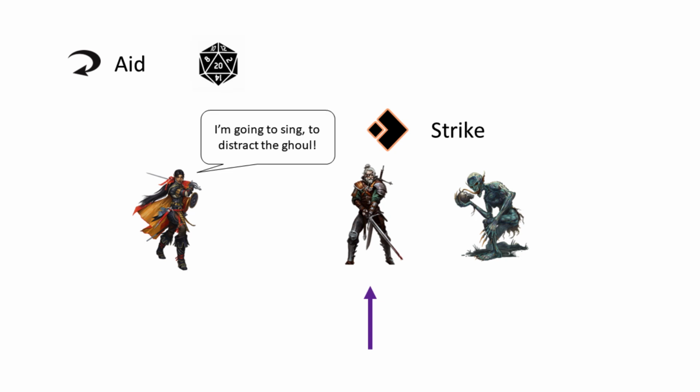You roll a d20 and you add modifiers. In this case, probably performance. You need to meet or exceed a DC 20. If you do that, you give him a +1 to his strike. If you critically succeed your aid, it's a +2.